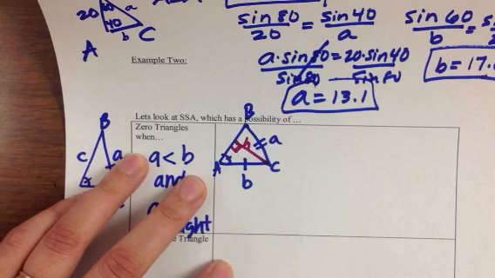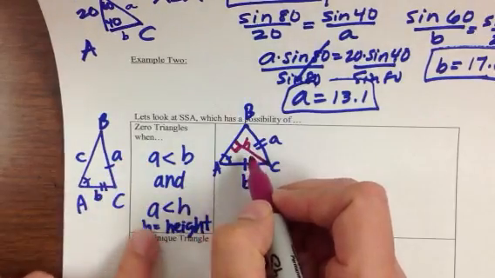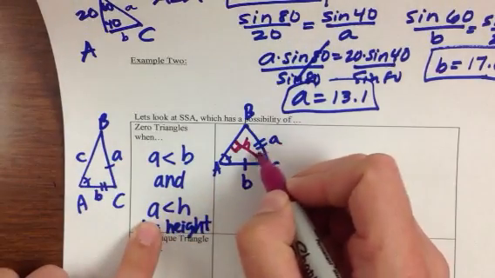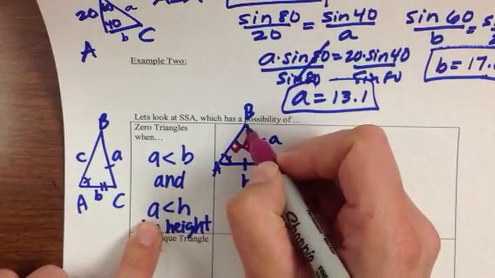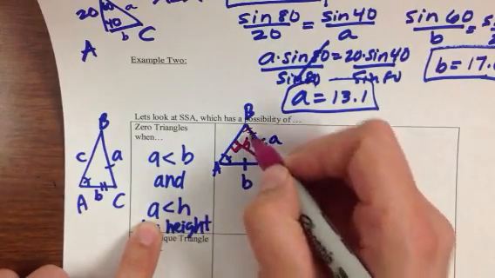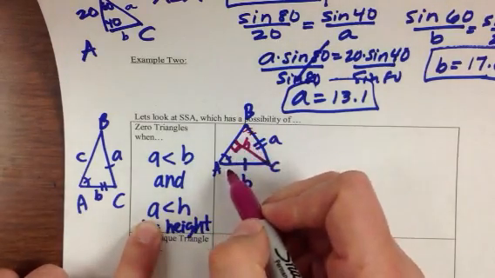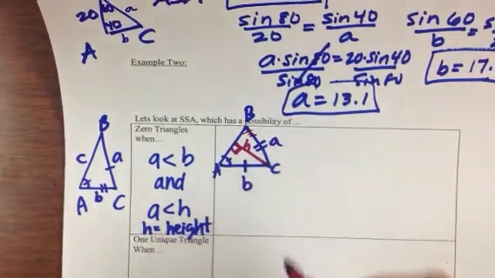So if the side opposite the given angle is smaller than the height, then this part is going to be cut off, and that's just going to dangle. It's not actually going to make it to B. It's just going to dangle. It's not actually going to make it there. So it wouldn't actually be a triangle.